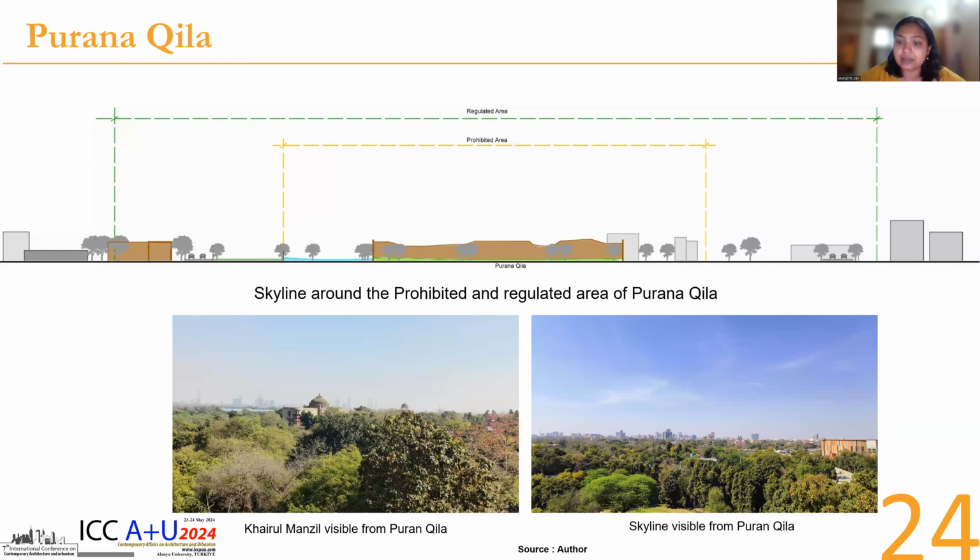And when we stand inside the Purana Qila, on top of the wall, the parapet, the historic wall, we can actually see Khairul Manzil is also visible. And we see that it is covered with a lot of green around it. So it's a monument situated in a very natural area.